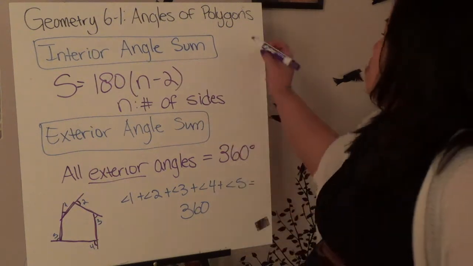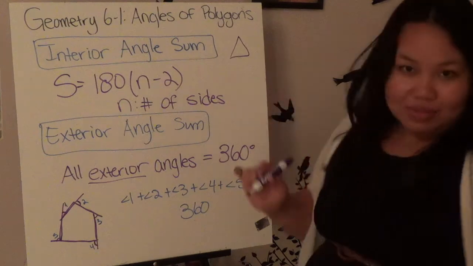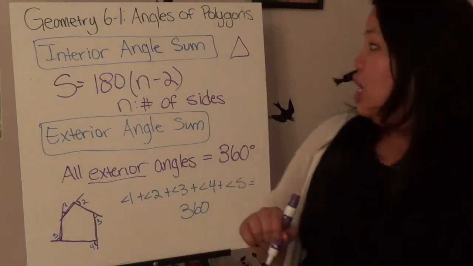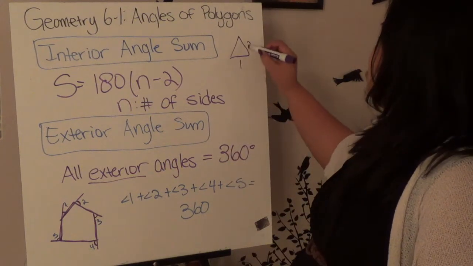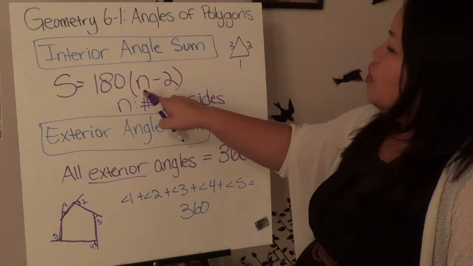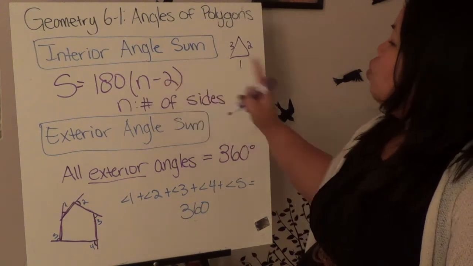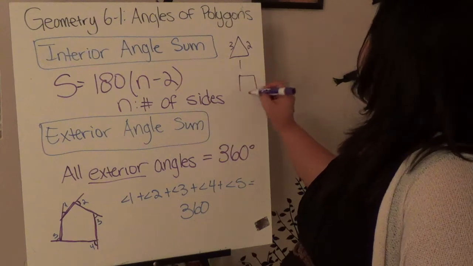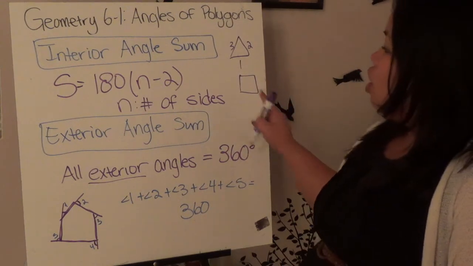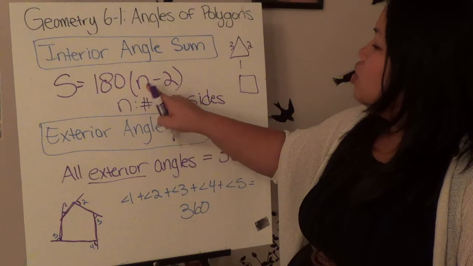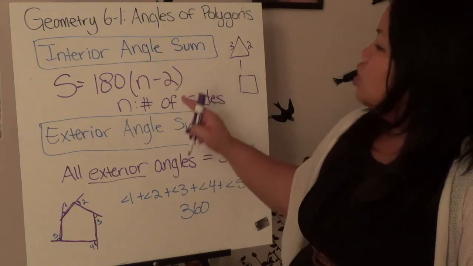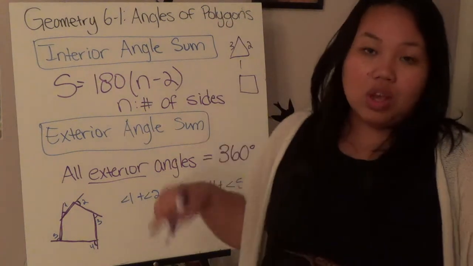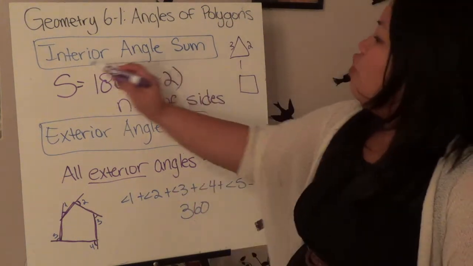So remember this shape, I hope. It's a triangle, and a triangle always adds up to 180. A triangle has three sides, so I'm going to put 3 in for n, so 3 minus 2 is 1, times 180 gives me 180. Now what about this one? How many sides is this? Well, that has 4, so I'm going to put 4 in for n, so 4 minus 2 is 2, times 180 is 360. So any four-sided polygon has 360 for the interior.